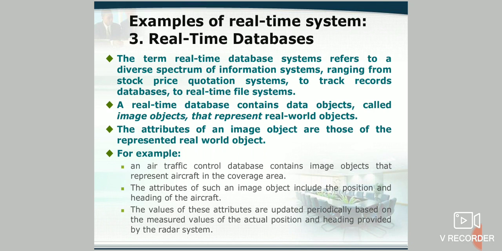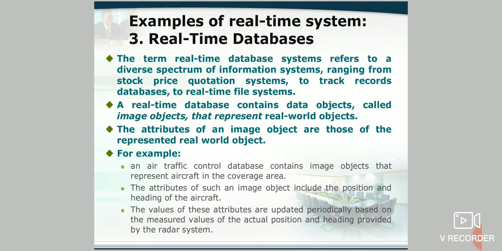If the object represents a real world object, then the information held by that object should be real time information. Like when an air traffic control database is held in the database, then the images contained in that database should represent the aircraft in the coverage area, and their properties should be real, in the sense of the velocity, the position, and the angle from which the measurements are taken. So the object should keep the real time parameters.